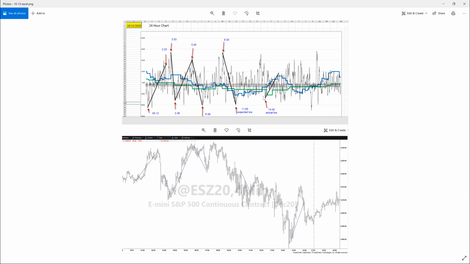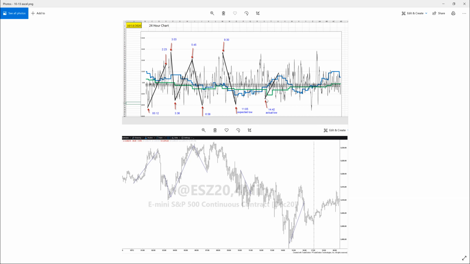Then the last significant trade on this day sets up at 14:42 in the afternoon. We've got the blue line has started moving up already for a couple of hours. The green line is going to bottom out and turn back up. So we're looking for these spike peaks to trigger a long.